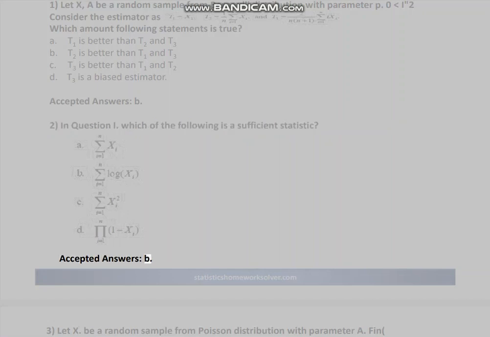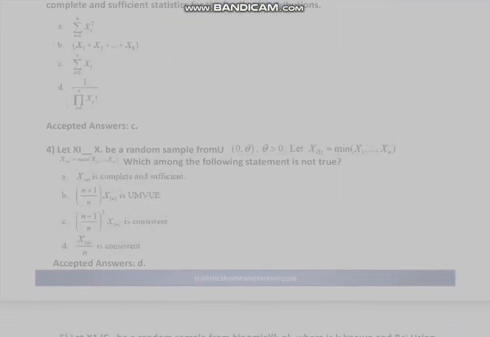2. In question 1, which of the following is a sufficient statistic? Accepted answer, B. 3. Let X1, ..., Xn be a random sample from a Poisson distribution with parameter lambda. Find a complete and sufficient statistic for the family of distributions. Accepted answer, C.